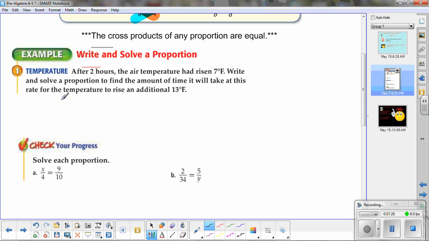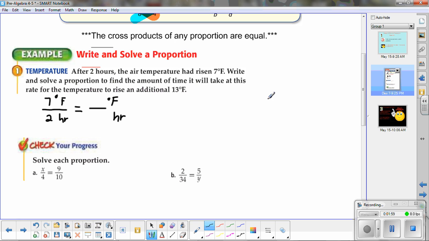So it was 7 degrees Fahrenheit in 2 hours. Now you don't have to write the labels down, but I write the labels down so I can help keep myself organized. Since I put the 7 degrees on the top and the 2 hours on the bottom, on the other side, I'm also going to put the degrees Fahrenheit on the top and the hours on the bottom.